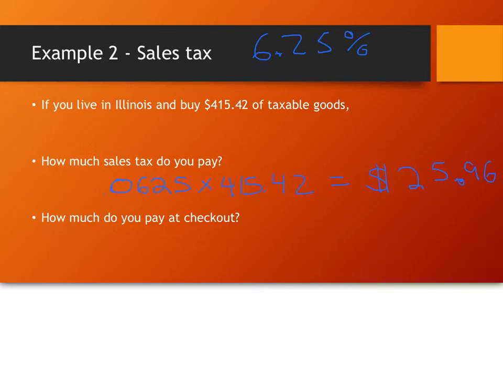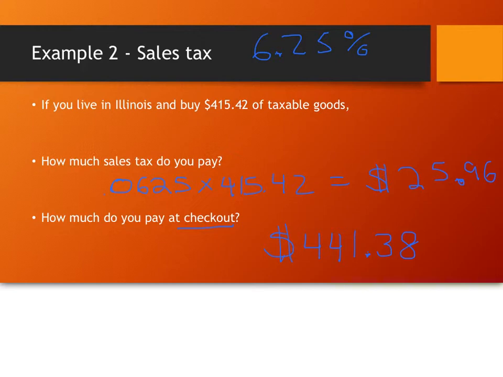All right. And that means if we're talking about how much you pay at checkout, we've paid $441.38 at checkout. Now, a lot of times it's useful to get this amount at checkout in just one step. So I wanted to take just a moment about that now.